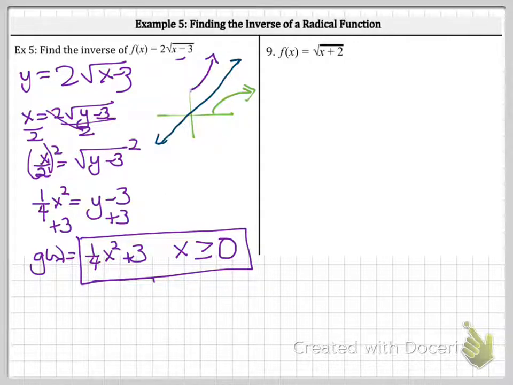So pause the video, see if you can do number 9, and then also remember to write the restriction on that as well.